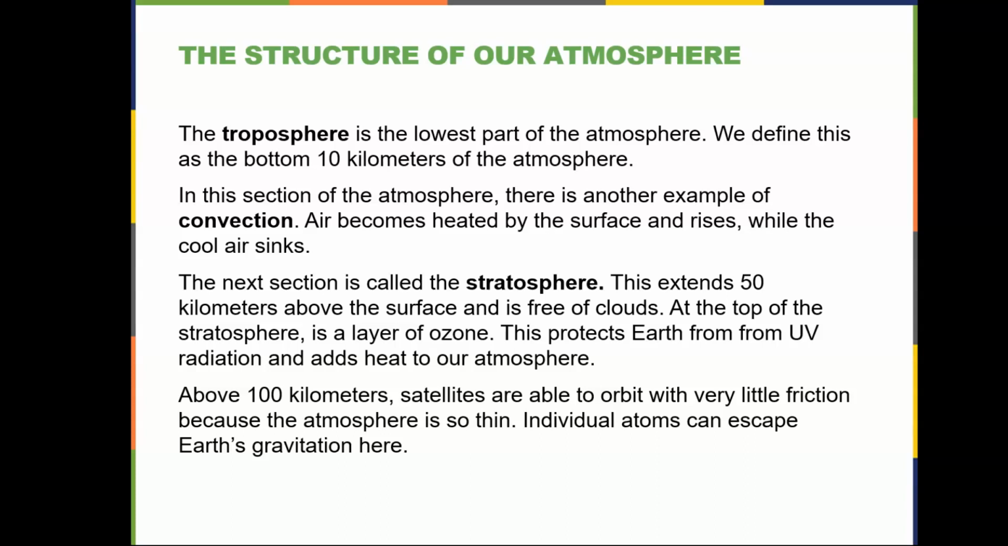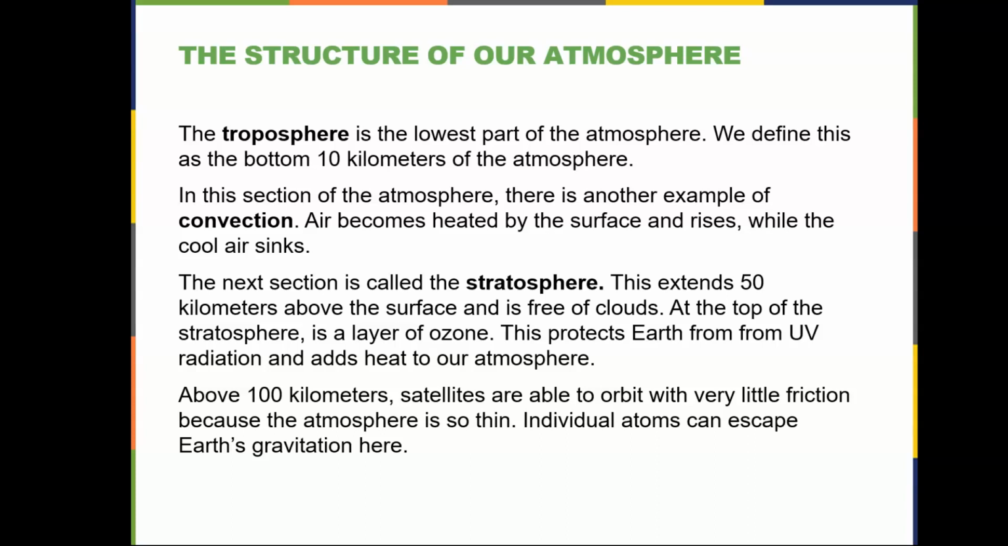Above this troposphere is the cloudless stratosphere. This is 50 kilometers above the surface and contains a layer of ozone. Ozone is a type of molecule which protects us from the UV radiation, and the layer adds heat to our atmosphere. Once we reach 100 kilometers above the surface, the atmosphere is very thin.